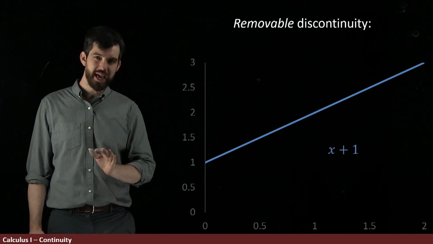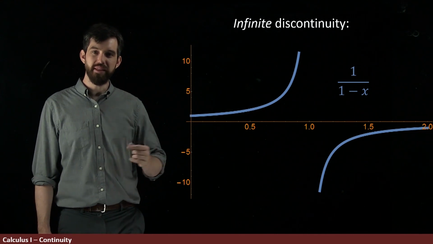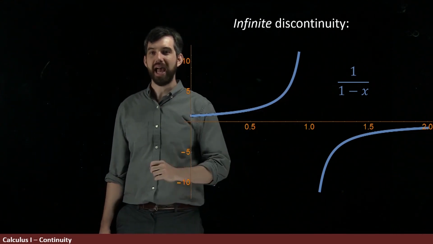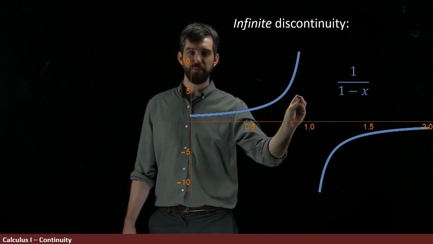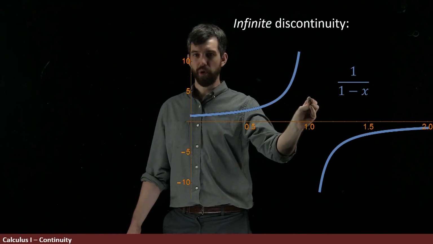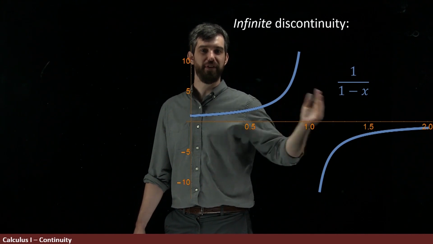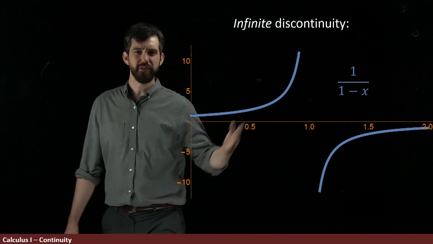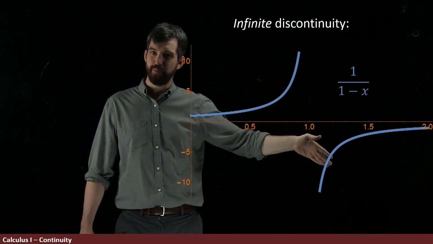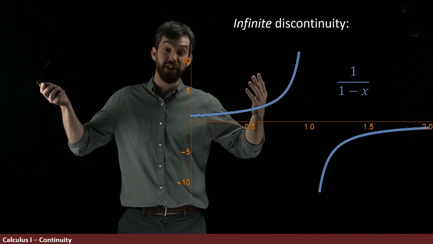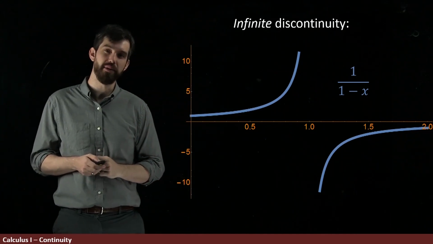However, this is not always the case. For example, in the spike, the 1 over 1 minus x, I can't put one point in and fix this. If I put in a point there, that wouldn't work because the limit from the left is plus infinity and the limit from the right is minus infinity. There's no one point I can put in here. So when we've got these infinite spikes, we'll call it an infinite discontinuity.